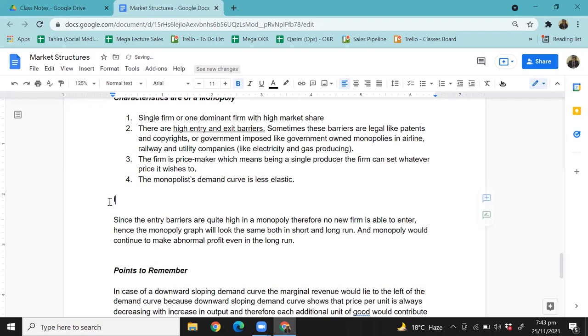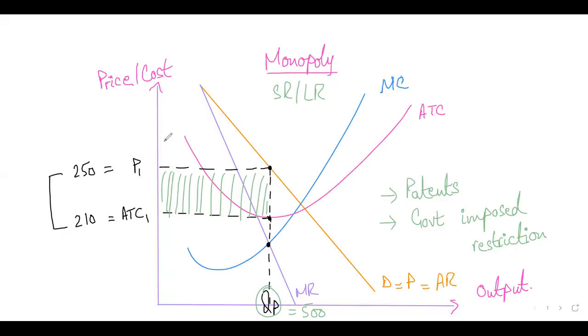Okay, now let's discuss this statement. What did I say? I said that entry barriers are very high in a monopoly, and therefore no new firm can enter the market. When no new firm is entering, the monopoly would not get any competition even in the long run. So the monopoly would continue making abnormal profit even in the long run. This makes sense. Whatever abnormal profit this monopoly is making, it will be the same in the long run as well. So it stays like this.